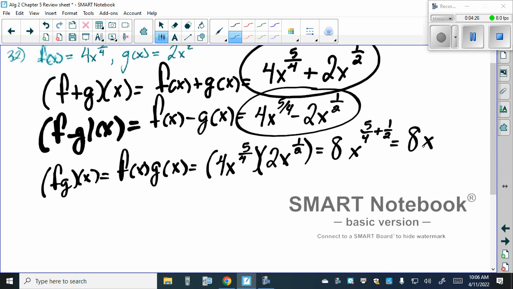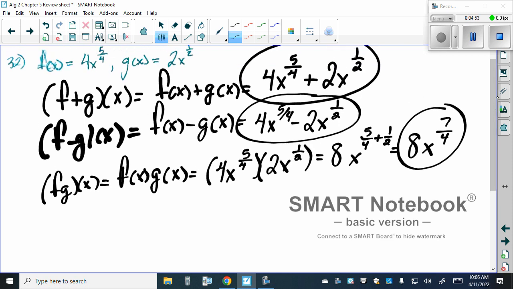Now the 5/4 plus 1/2, we can do that in a calculator. And we want to leave it as a fraction, we don't want it as a decimal. This will give us 7/4. So for our multiplication, we have 8x to the 7/4. And that would be it. Any questions on this here?